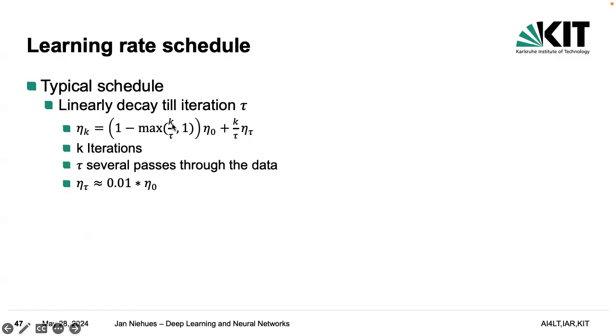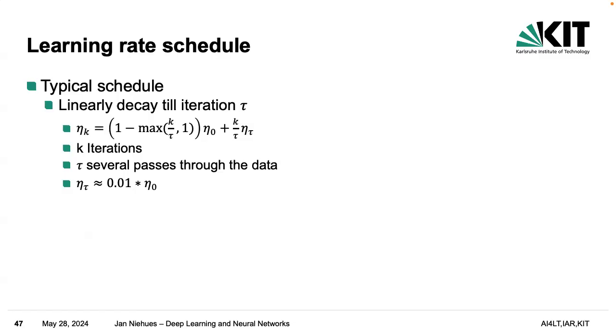And once you have done tau iterations, so k is your iteration, if k over tau is 1, then you're no longer doing eta zero, but you're doing eta tau, which is maybe 1% of your initial value. So at the beginning, you're doing large steps, then always less and less of these large steps, and you're putting more and more value to the second one. And that is a very, very simple thing to do.